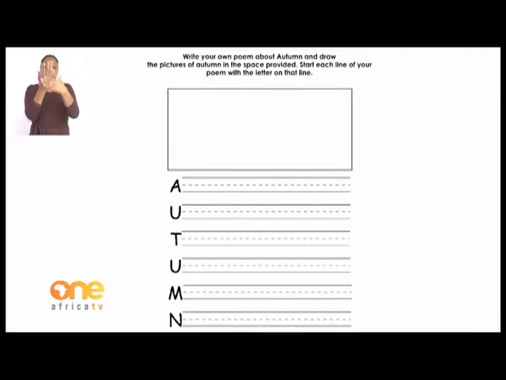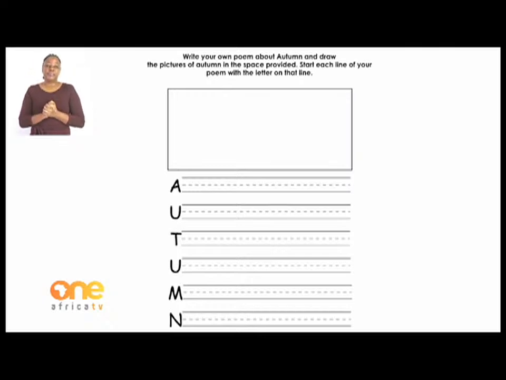So, you know what autumn looks like. We have been talking about it the whole week. We have said about the leaves, the wind, and what you can do during autumn, as well as what you can wear during autumn as well. So I'd like you to please use your imagination as well as the things that you know about autumn.